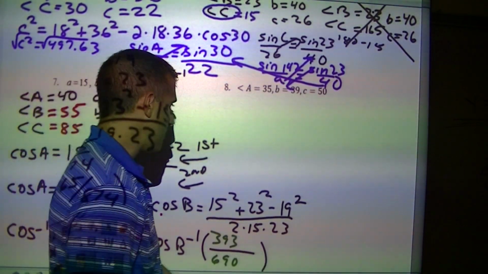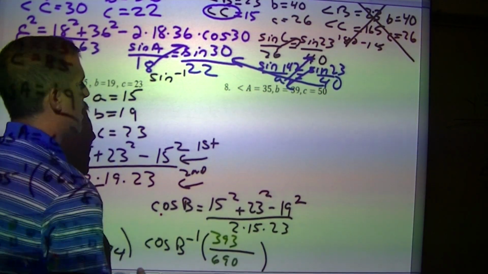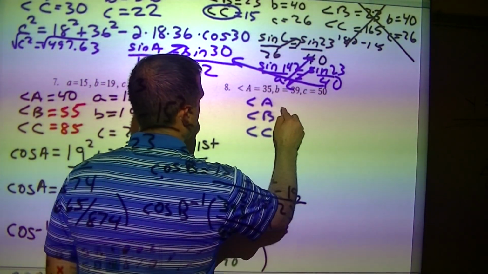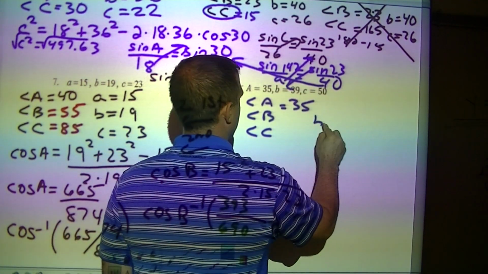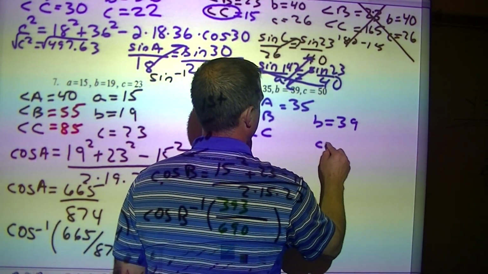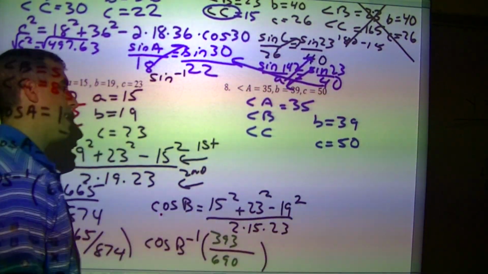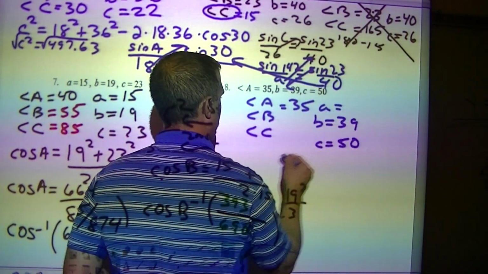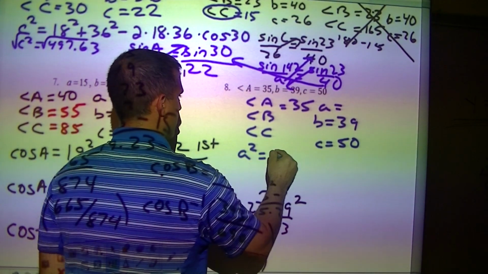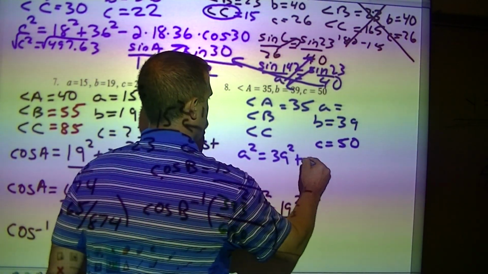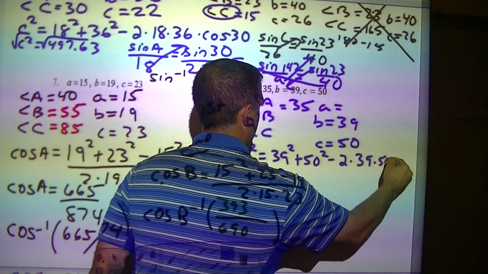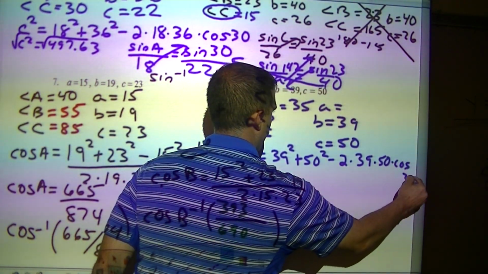Okay, this also is a law of cosines problem. All right, I got angle A, angle B, angle C. They already gave me that. Little b is 39, little c is 50. Now, what I'm going to do is find little a first. I'm going to use this a squared formula, which is 39 squared plus 50 squared minus 2 times 39 times 50 times the cosine of 35 degrees.